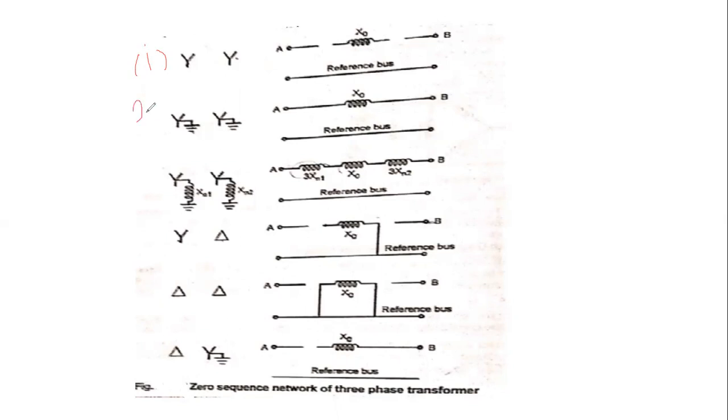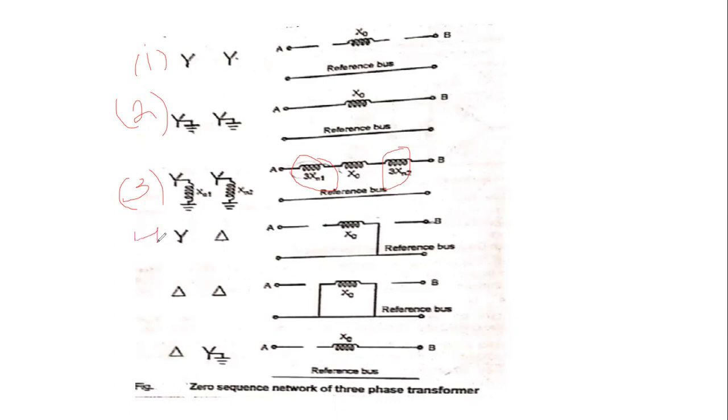Next, the second case, where both windings are grounded. Ground means short circuited, therefore A short circuited, B short circuited, giving the zero sequence reactance. Next, the third case is star with reactance grounding. The reactance is the equivalent reactance for the primary, and this is the equivalent reactance for the secondary, and there is a zero sequence reactance.